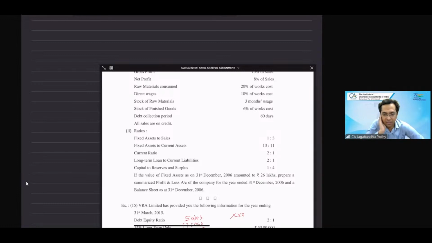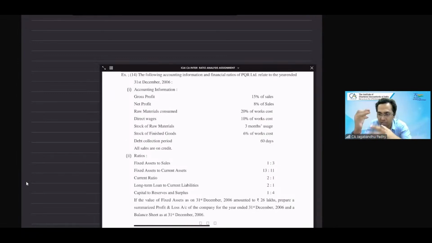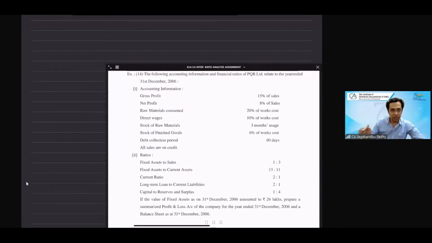Value of fixed assets is given. You know what? In this entire question, everything is just ratios, percentage, and then ultimately what we have is, only one number is given to us, and that is the fixed asset to sales. Only that number is given, and using that one single number, we'll be actually calculating the other items also. Okay, so let's get started with this question number 14.